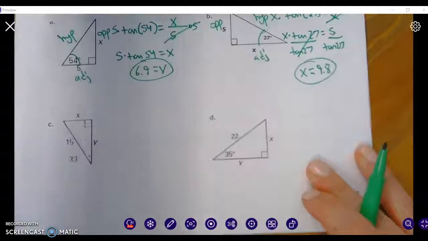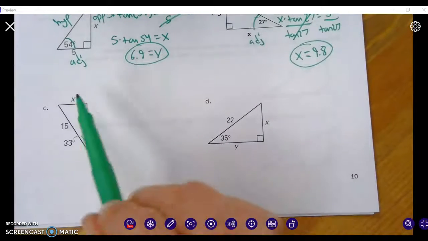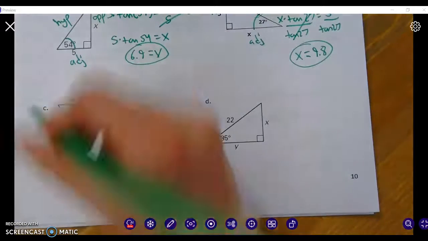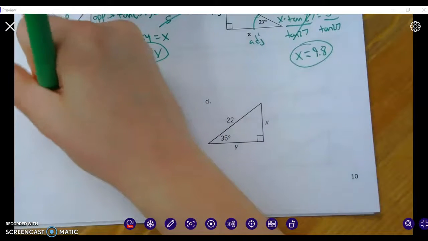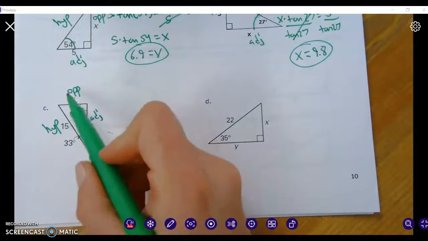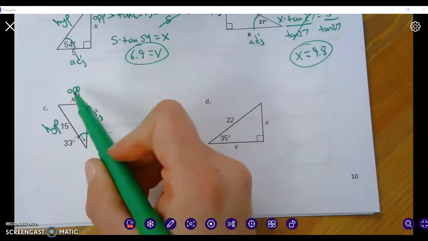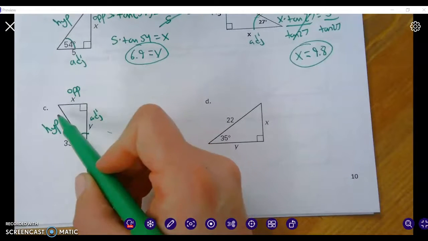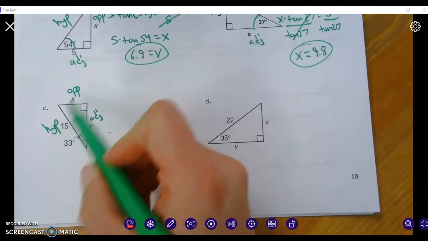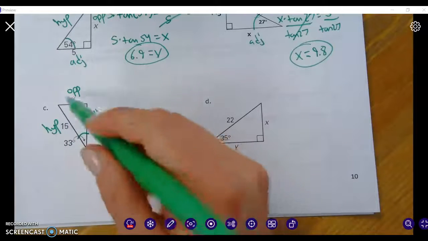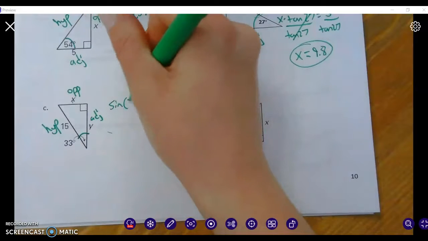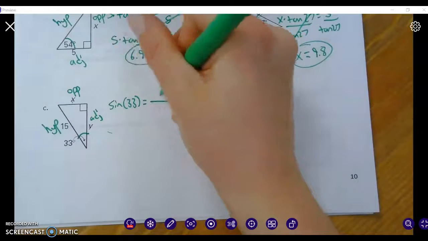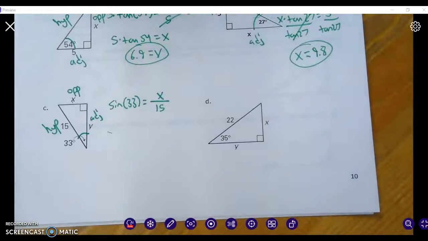Okay, and then this last little section here, these are different because now we have to find two sides. So I'm still going to label my sides like normal. So I'm going to start by finding x. If I want to find x, then that's opposite. I have to use the 15 in the equation because I know that side. And we can't have two variables in our equations, so we have to use one known and one unknown. So I'm going to use sine of 33 degrees and set up my equation to solve for x.